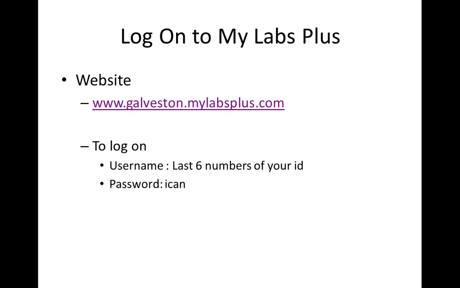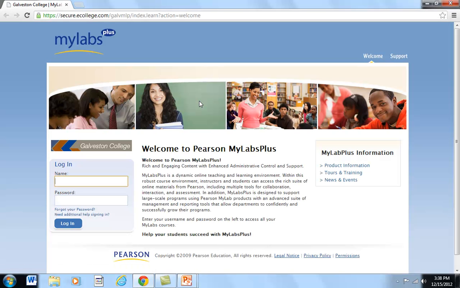To log on to MyLabs Plus, we will be using the following website, galveston.mylabsplus.com. If you're a first-time user to this website, the username will be the last 6 numbers of your ID. Your password will be ICANN. So let's go ahead and click on that link. It brings you up to the home page, and you'll put in your information. Like I said, first-time user, you put the last 6 numbers of your ID, and the password is ICANN.